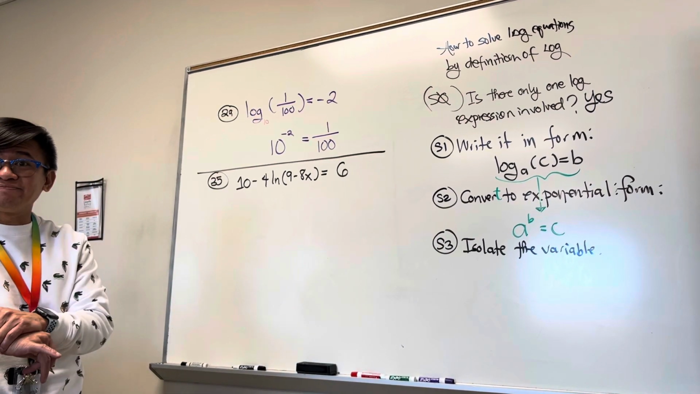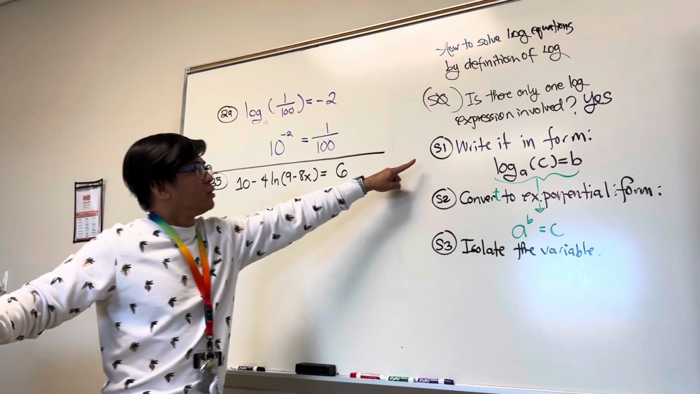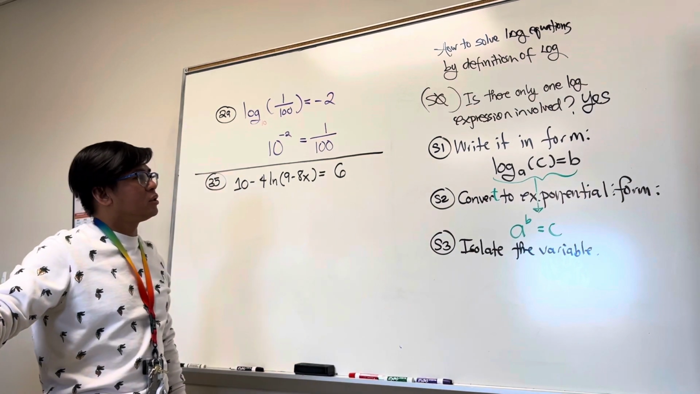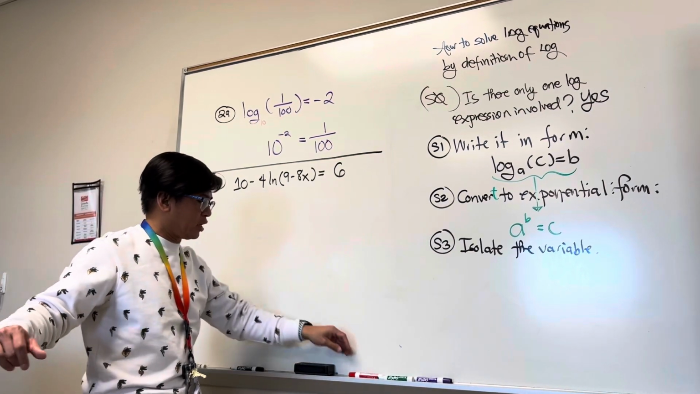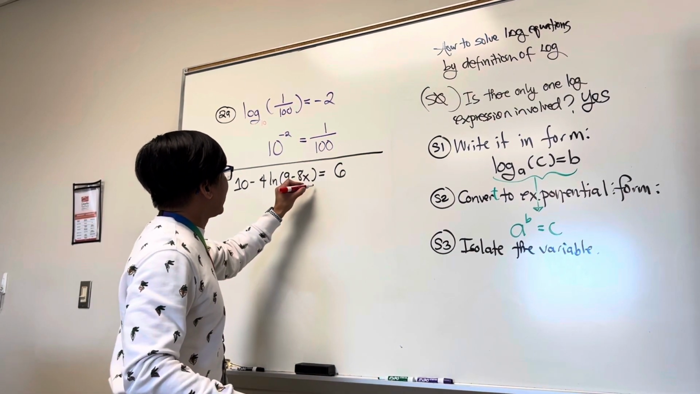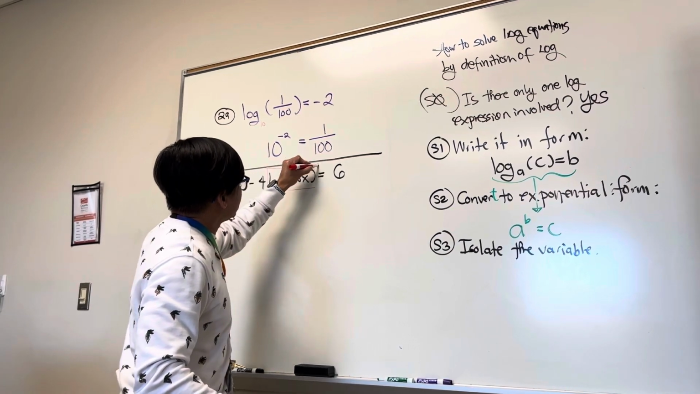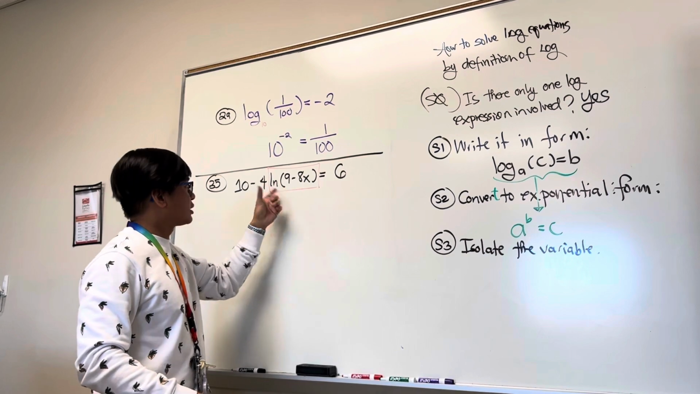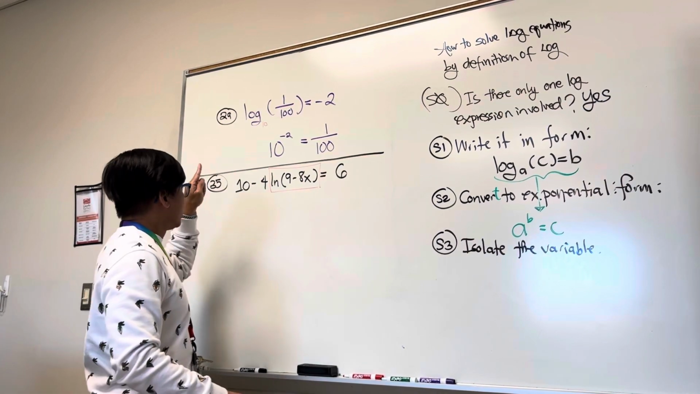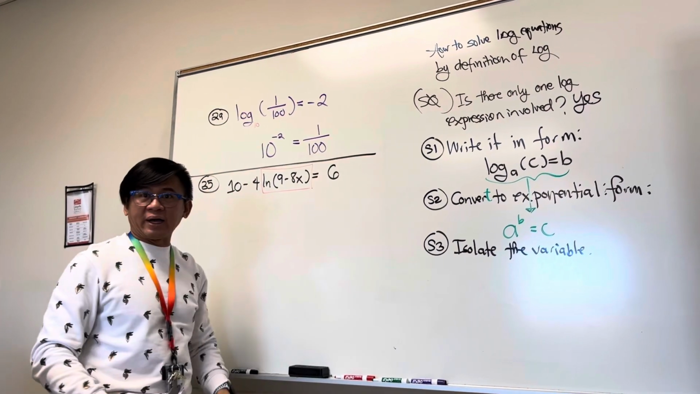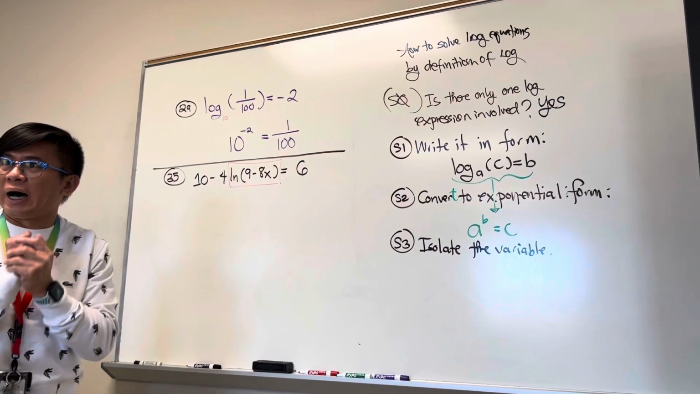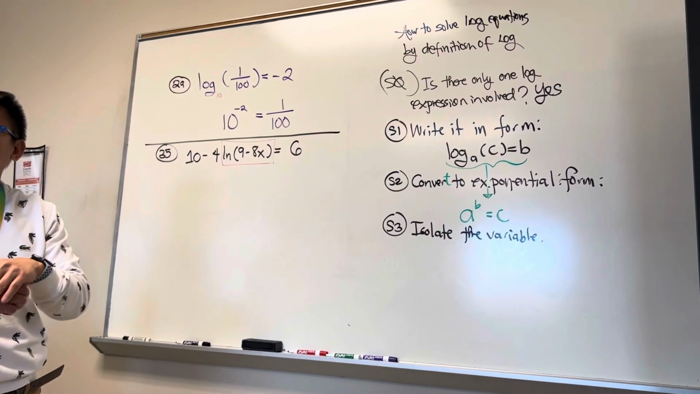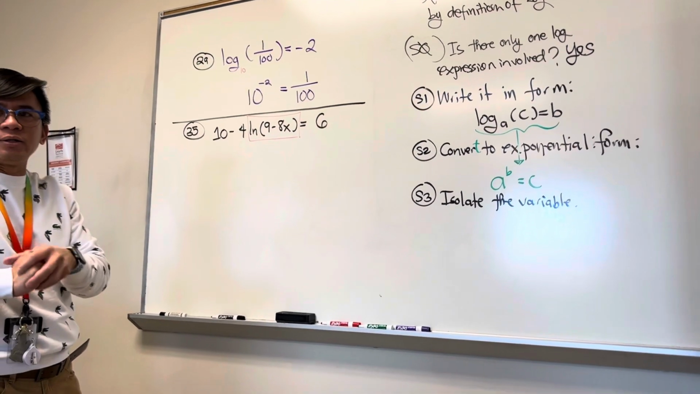What do we do then? Kinsey, go ahead. Write it in form log A of C equals B. So in short, thank you for that. You just want to isolate this part, okay? You want to isolate this part, right? That's the log expression, right? In short, get rid of this, get rid of that. Good? Right. So how do we do that one in here? What do we do first? Anna?